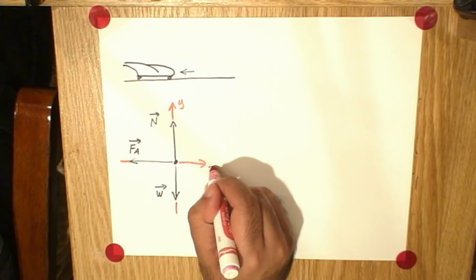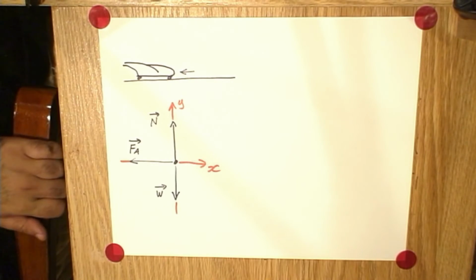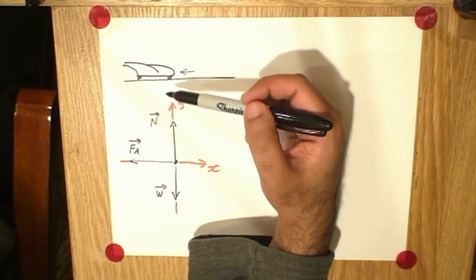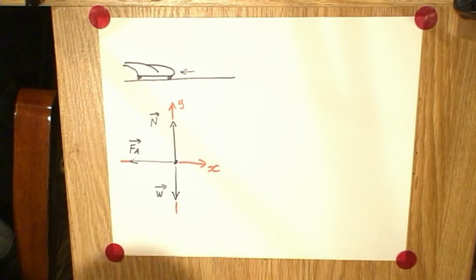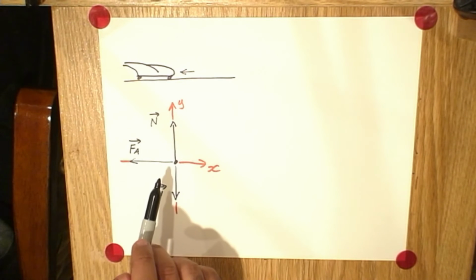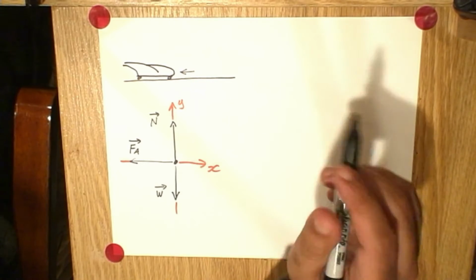I'm going to set my positive x-axis as being rightwards and my positive y-axis as being upwards. Now, there is no motion up or down along the y-axis. So there's no acceleration there, and these two forces, normal and weight, are going to cancel out. So for our purposes right now, we're just going to look at the x direction. But if you're so inclined, I'll take a look at normal and weight afterwards.